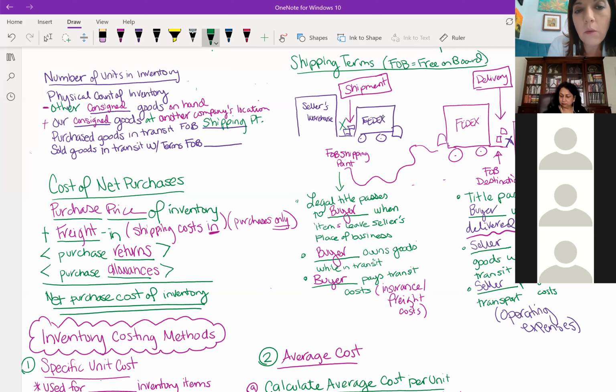So obviously we're not going to have them at our physical inventory count, but we need to add them back in because those goods are technically ours at period end. Those units that we purchased that have left the seller's facility but haven't arrived yet.